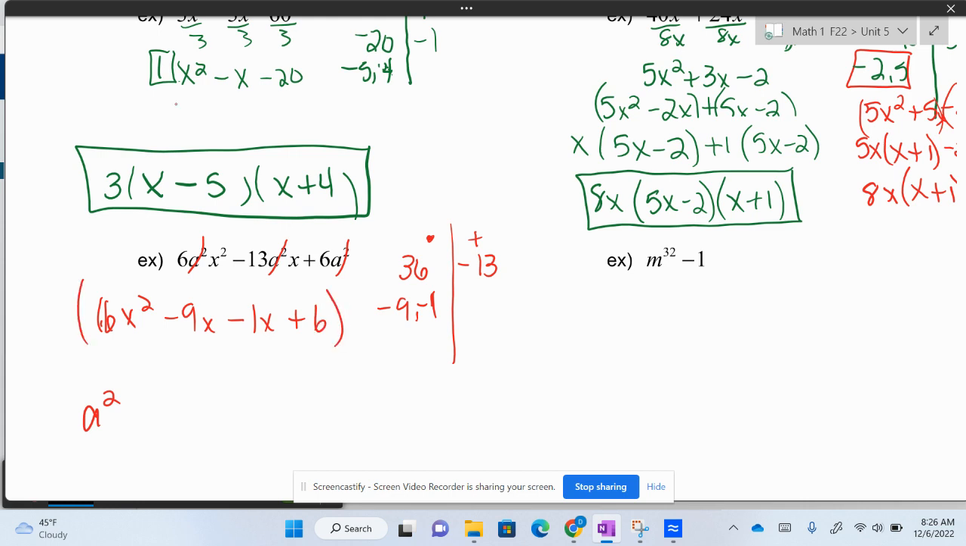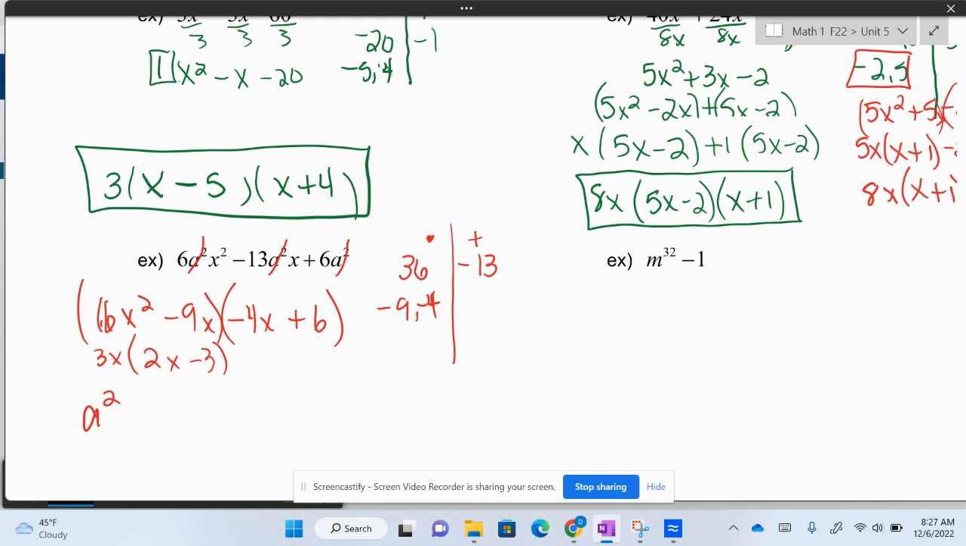So GCF in the first parenthesis, what can I take out? 3x. That leaves me with 2x minus 3. The next parenthesis, what can I take out? This is a 4. Sorry. I couldn't even read my own writing. That's a 4. Sorry, guys.